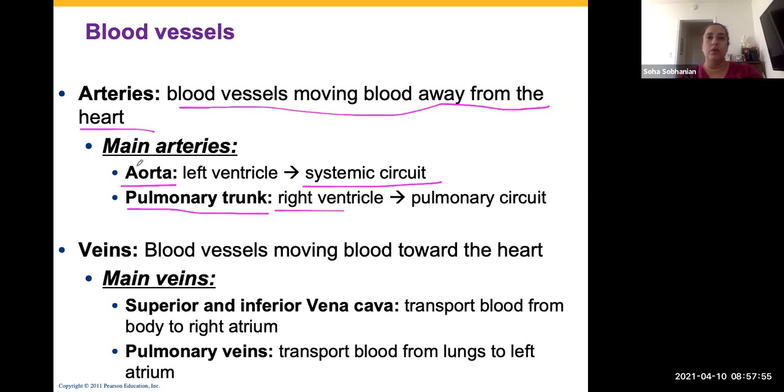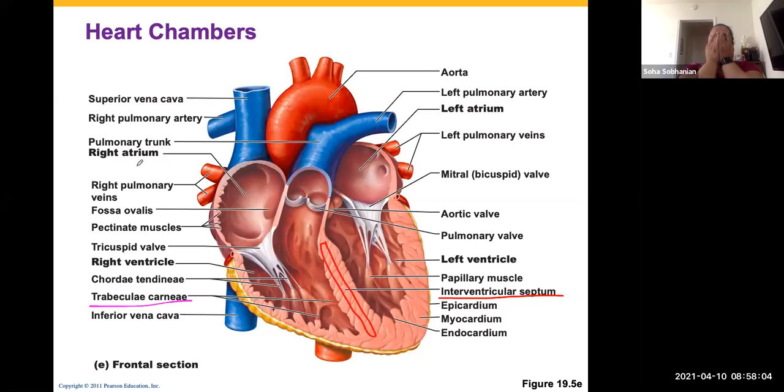Now, veins are the ones that are gonna return blood back toward the heart. So without looking at this, guys.